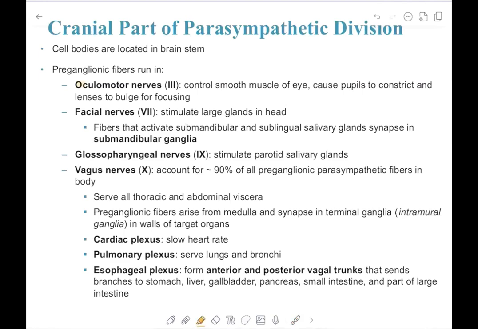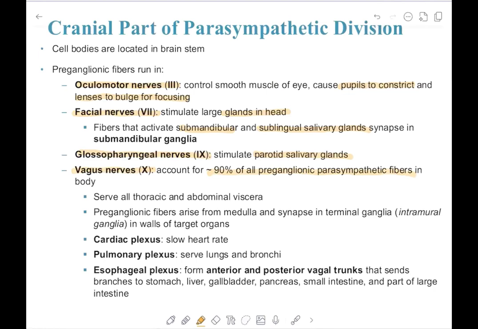So cranial nerve 3 is the oculomotor, and it causes the pupils to constrict and the lens to bulge. For the facial nerve, it stimulates the salivary glands, like the submandibular and sublingual salivary glands. Cranial nerve number 9 is the glossopharyngeal, which stimulates the parotid salivary glands. And then remember, the vagus nerve is going to account for 90% of the preganglionic parasympathetic fibers. These plexuses are not important, but the effects on the organs are.